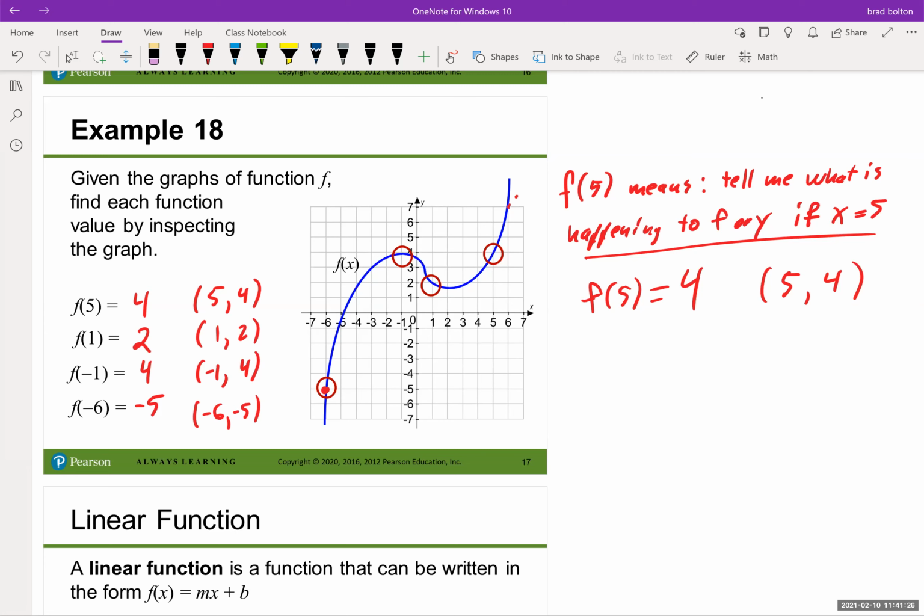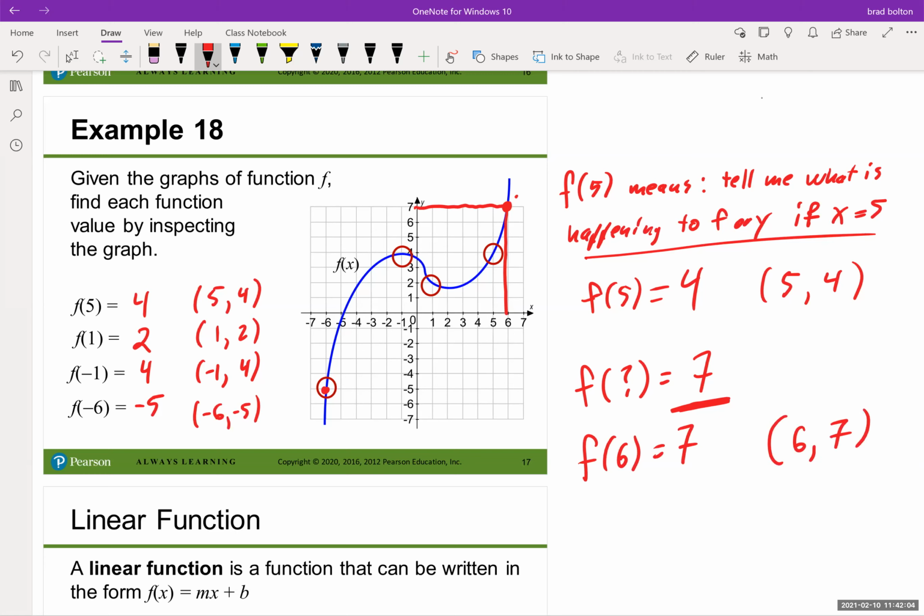Now, the other thing we could do is, what if I said f of what would give me, let me see what's a nice one. F of what would give me 7. Okay, so now what am I saying? I'm saying what x value would give me a height of 7. So now I got to go look, where's my height of 7? Well, that's right here. That's a height of 7, right? So what's my x value? 6. So I would say f of 6 would give me a height of 7. So we have the point 6 comma 7.